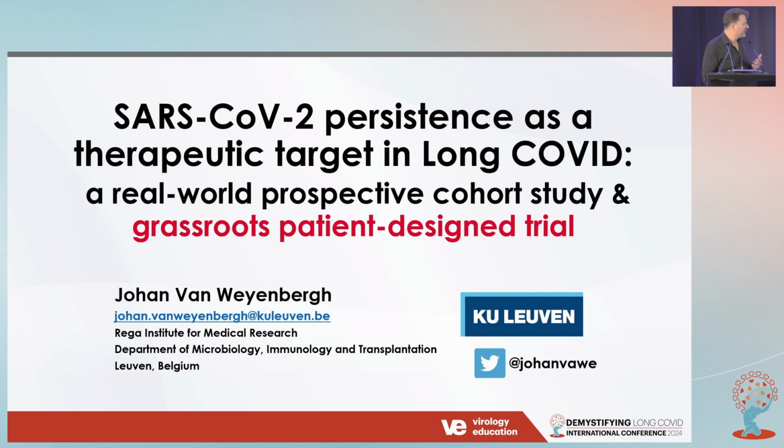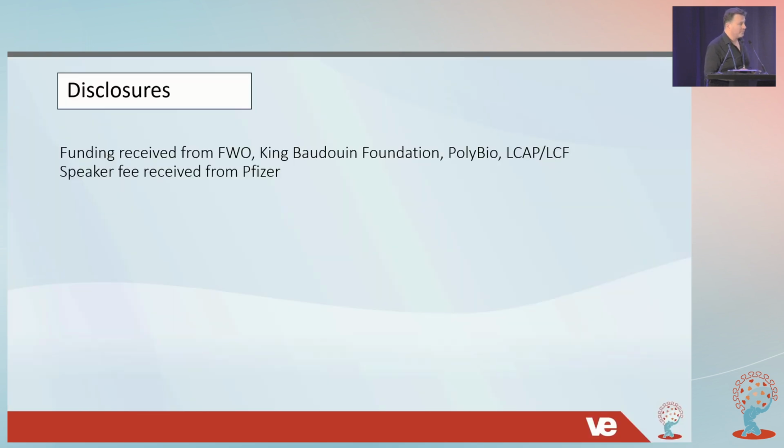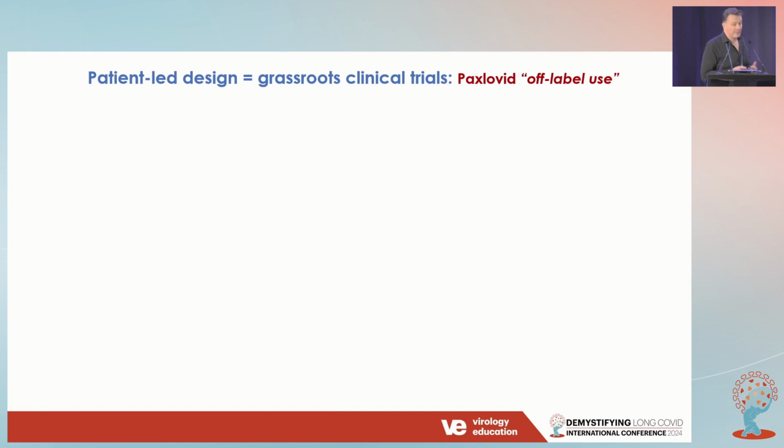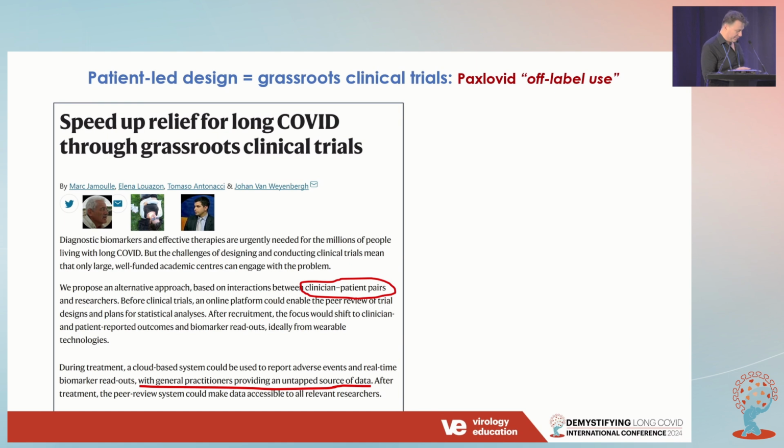So why did we call this a grassroots patient-designed trial? Disclosures: we did receive some funding, but in fact everything I'm going to show today has had zero funding. That's why we call it a grassroots clinical trial, because all the work has been done by these people here. We have Mark Chamul, who is our clinician, and the patient experts who have worked on the design, and I help a bit with the data analysis.